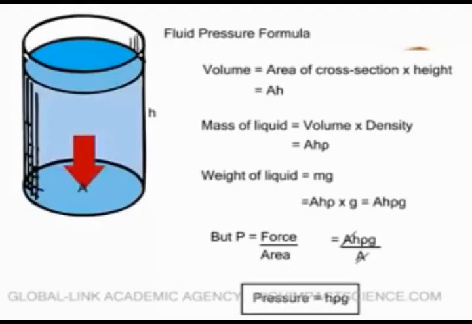From the formula, it can be concluded that pressure due to a liquid column is directly proportional to height of the column and the density of the liquid, and it does not depend on the cross-section area of the container which holds the liquid. The formula is also used to determine pressure due to gas columns.